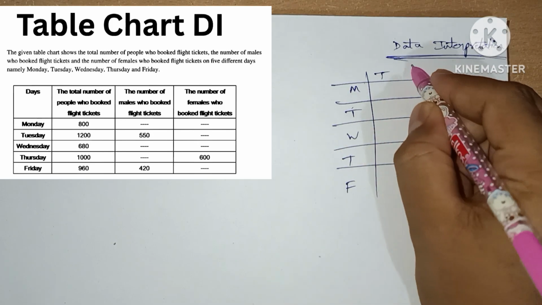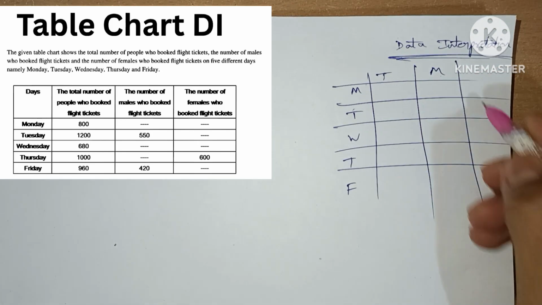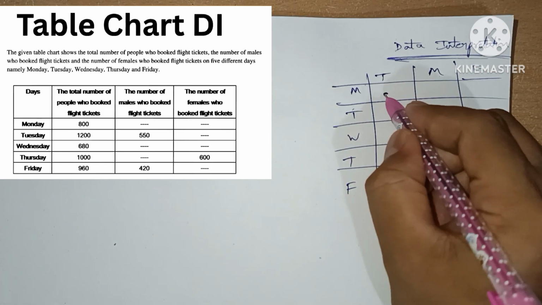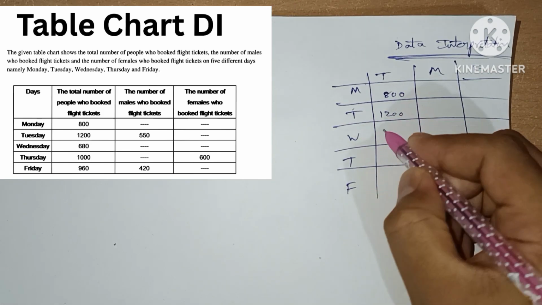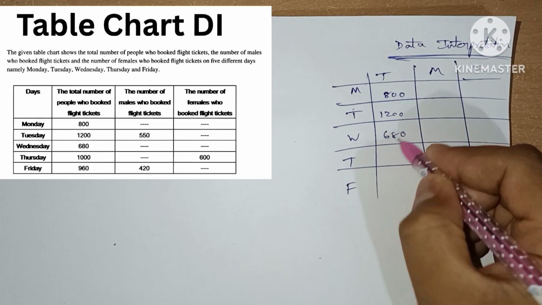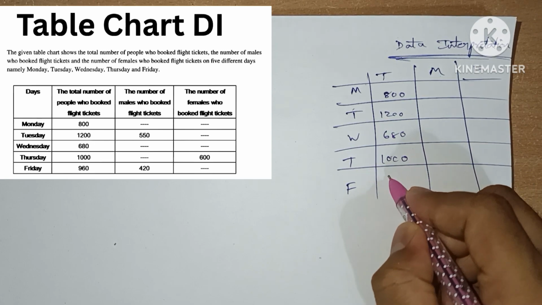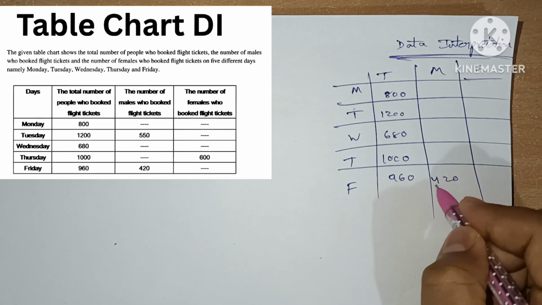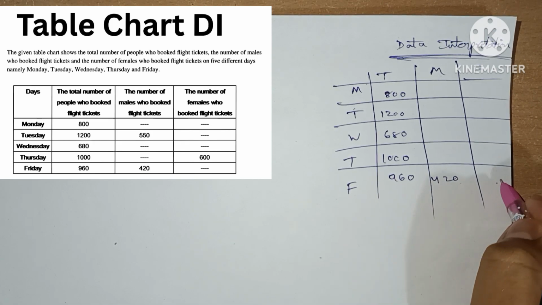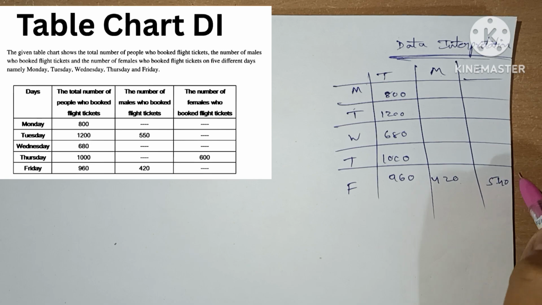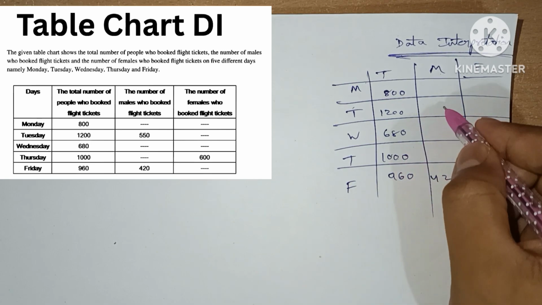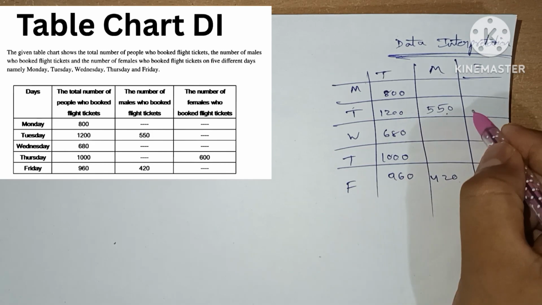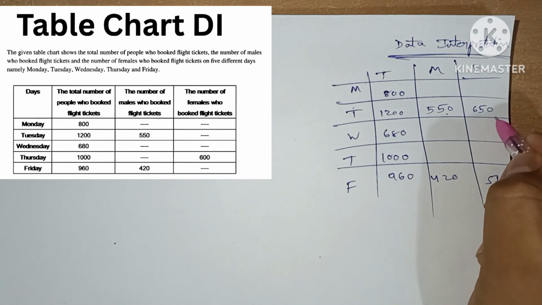and total is given, males and females. Here let's note the given values. Here 800, 1200. This is 680, 1000. This is 960. Here value is given as 420. If it is 420, then we can find the value of this one, which will be 540. Here another value is given, which is 550. If it is 550, then this will be 650.